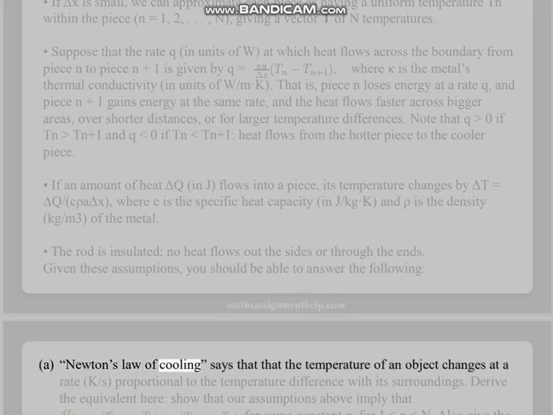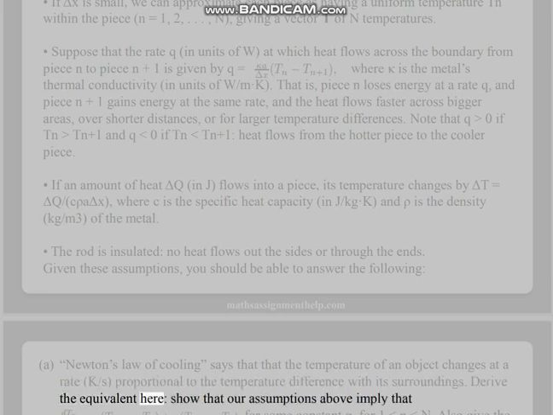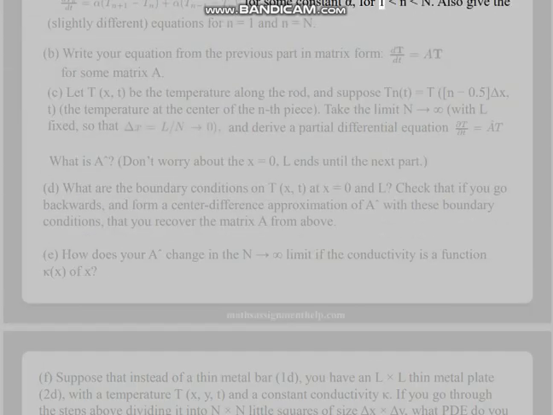A. Newton's law of cooling says that the temperature of an object changes at a rate, in K/s, proportional to the temperature difference with its surroundings. Derive the equivalent here. Show that our assumptions above imply that for some constant alpha, an equation holds for 1 less than n less than N. Also give the slightly different equations for n equals 1 and n equals N.